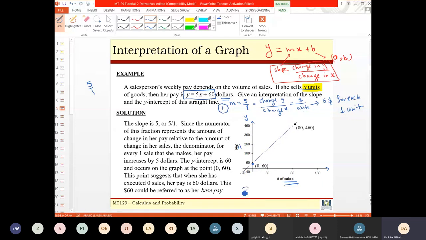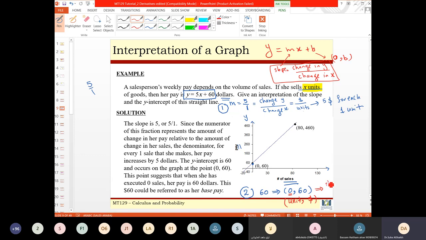Now we have to look at the intercept, which is 60. The intercept 60 means the point (0, 60). The 0 is the x, and we agreed that x is the units, and the 60 is the dollars. So what does this mean? If she sells 0 units she's getting $60. This is the minimum payment she's having.